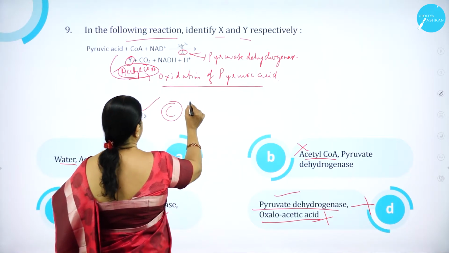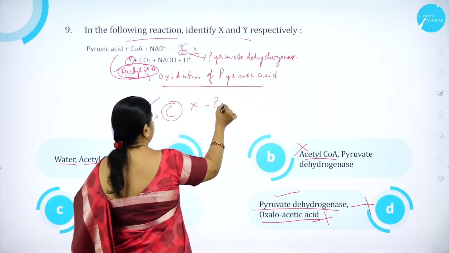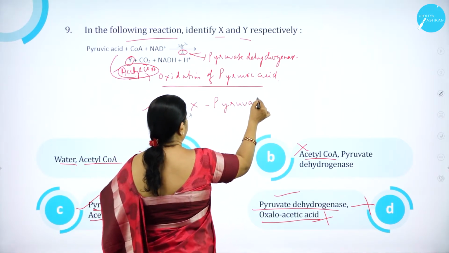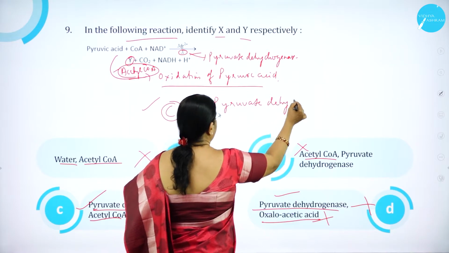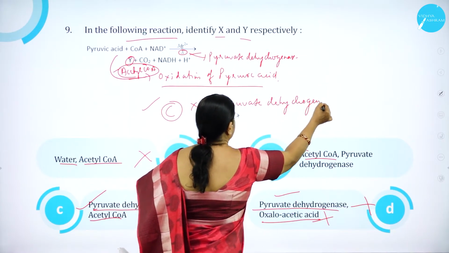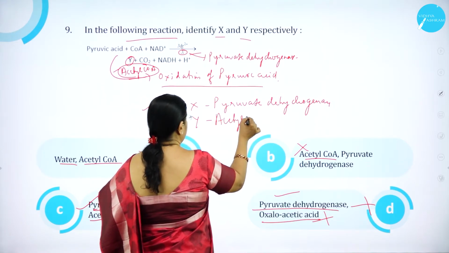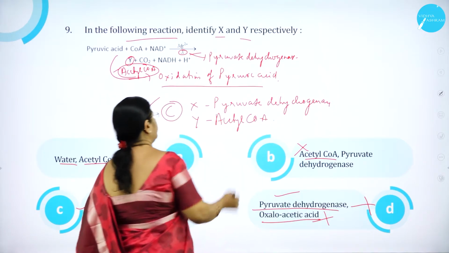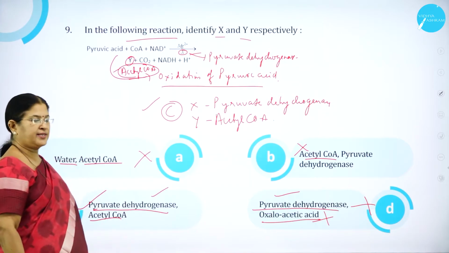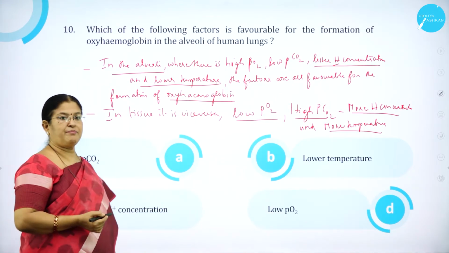So what is X? X is pyruvate dehydrogenase and Y is acetyl-CoA. So option C is correct. Moving on to question number 10.